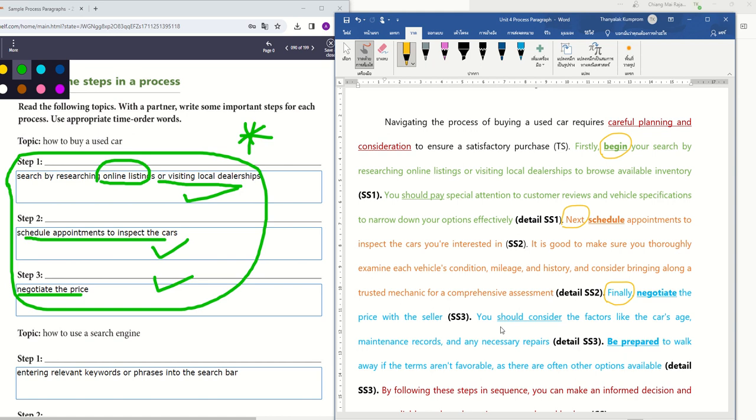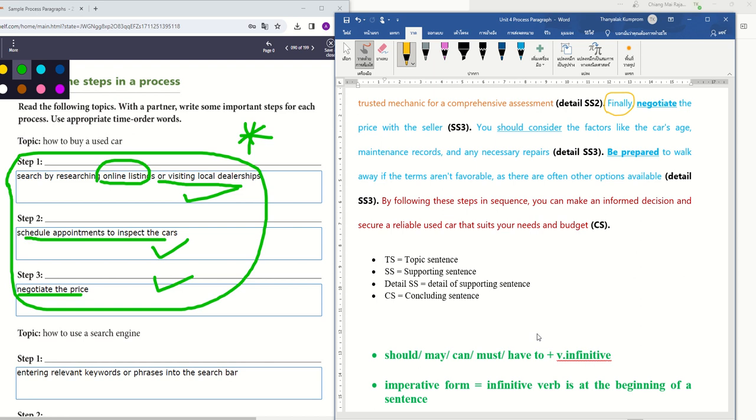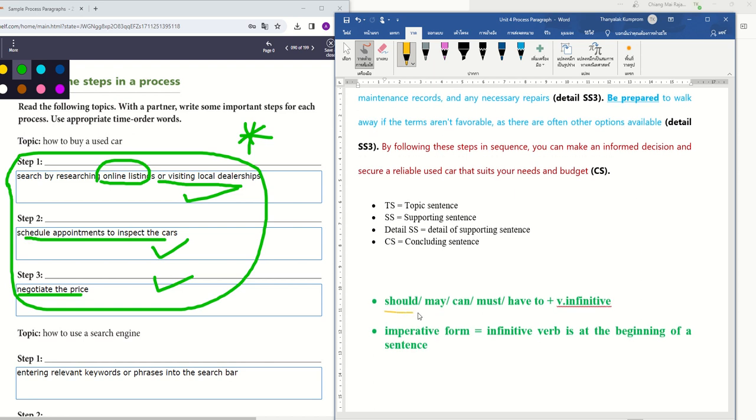All right, and what is next? In this unit 4, we focus on the use of what? The use of should, may, can, must, or have to, plus verb infinitive.